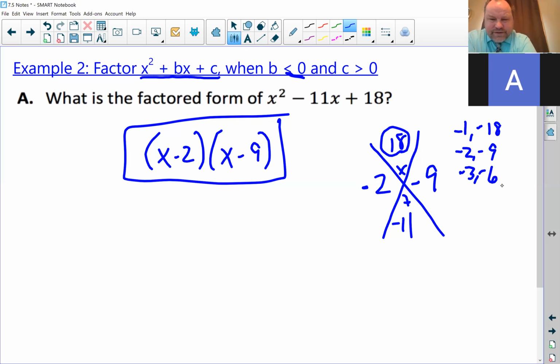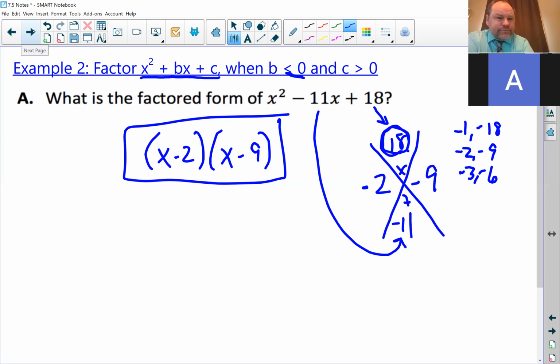Whereas numbers that add to -11, there are a bunch. And if they're both negative, -1, -10, -2, -9, -3, -8, and all, I mean, there's a bunch. So I always start with the ones that multiply to the top value, or up to our value of C, and then check which of those add to our value for B, or our bottom number there.